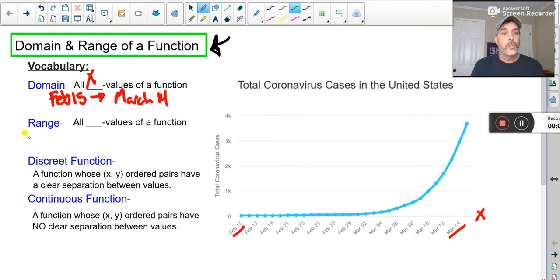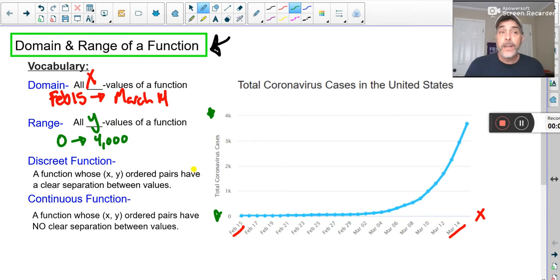Domain and range. The range, you guessed it, is all the y values of a function. So again, if I'm looking at total coronavirus cases in the United States, my range is going to be going from 0 up to 4,000. So I'll go ahead and call this my range being 0 to 4,000 or 4K.